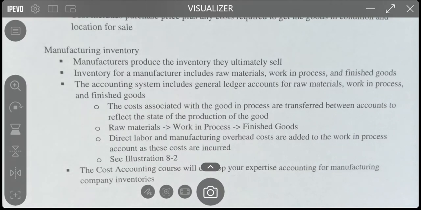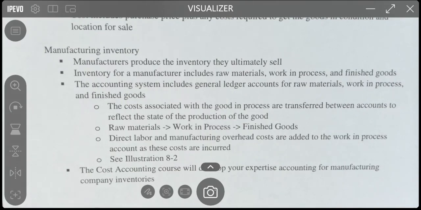Thus, the accounting system will include general ledger accounts for raw materials, work in process, and finished goods, and the costs associated with the good in process will transfer through the accounts. They'll start in raw materials, then they'll be transferred to work in process, and then finished goods to reflect where the good item is in the production state. Direct labor and manufacturing overhead costs are also added to the work in process account as these costs are incurred. This process is shown in an illustration in your book.